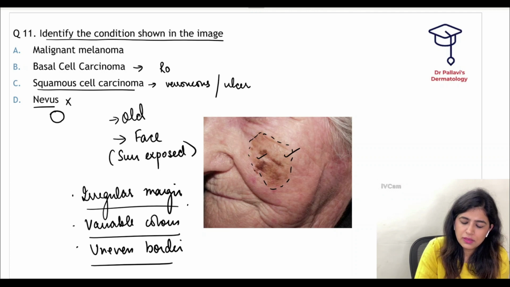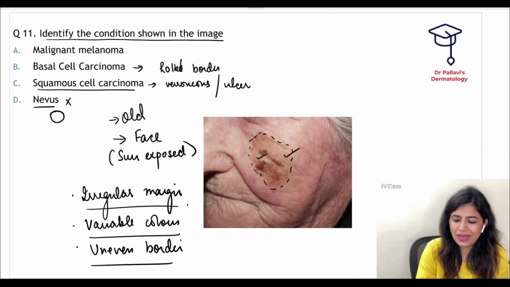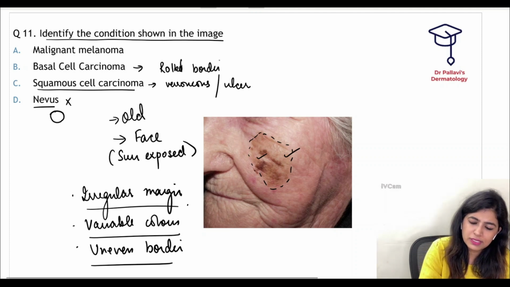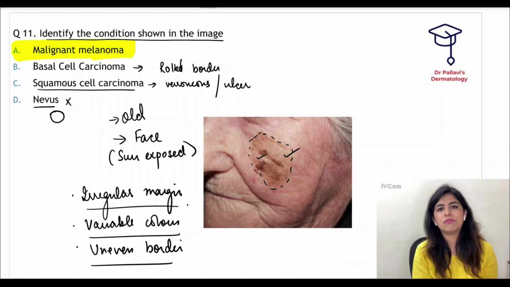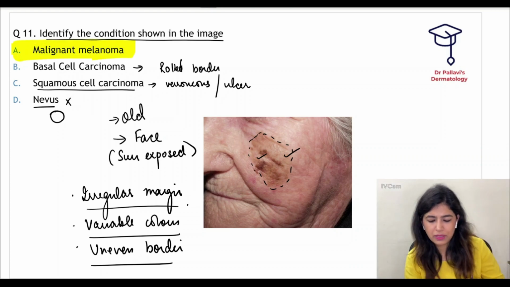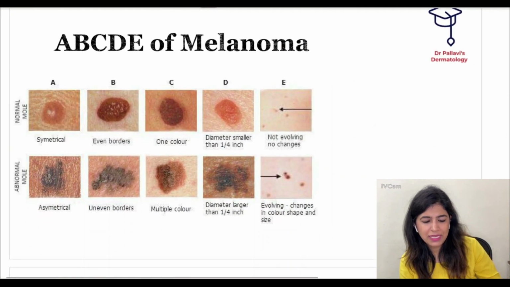BCC will be skin colored with rolled up borders. Again, it doesn't have to be a flat lesion like this. The only answer which matches the image here is option A, that is the malignant melanoma. How do you identify malignant melanoma?